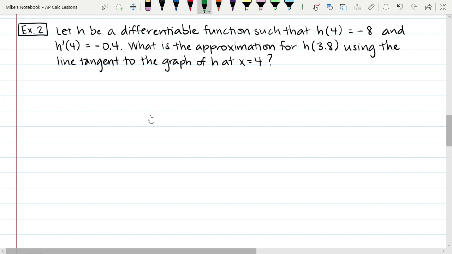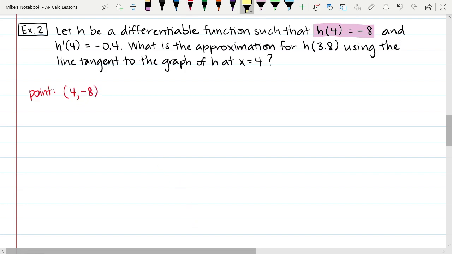So again, in that rule of 4, remember one of the ways that you're supposed to understand a concept is from a table representation, and that's what we had in example 1. Here, it's actually a little bit more in words. So let h be a differentiable function such that h of 4 equals negative 8. So right there, h of 4 equals negative 8. Remember that that's giving us the coordinates, or the point, of our tangent line. So the point is at 4, negative 8.